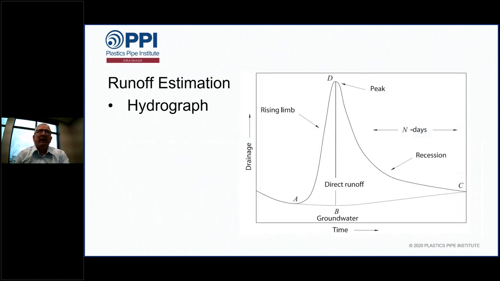Okay. And you end up with something that looks like this. You end up with a hydrograph. And when we look at it in terms of TR55, it shows you what your direct runoff is, your rising limb, your receding limb, where your peak is, and what the overall time of the particular rainfall event is.